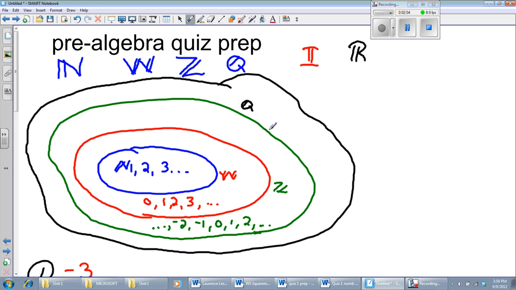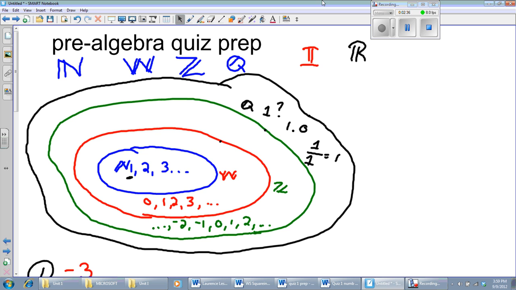Let me ask you this. Is 1 a rational number? Well, you could argue that it's 1.0, so therefore it's a decimal that ends. You could argue that it's a fraction. 1 over 1 is the same as 1, isn't it? So therefore it's a fraction. So therefore, yes, 1 is rational. Notice 1 is in the blue circle over here, and it's also in the red oval, the green oval, and the black oval.